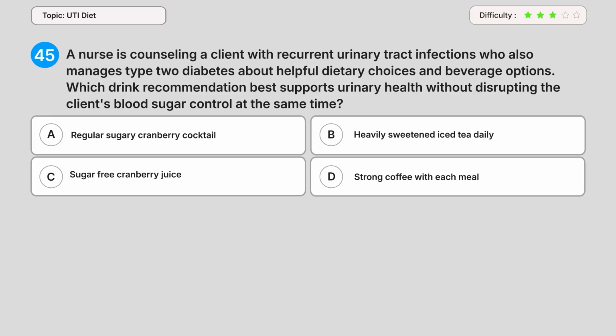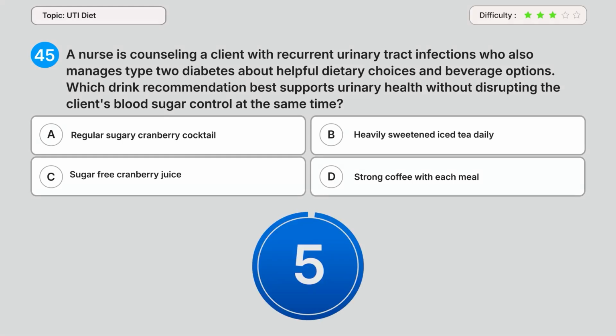A. Regular sugary cranberry cocktail. B. Heavily sweetened iced tea daily. C. Sugar-free cranberry juice. D. Strong coffee with each meal. Can you guess the answer?